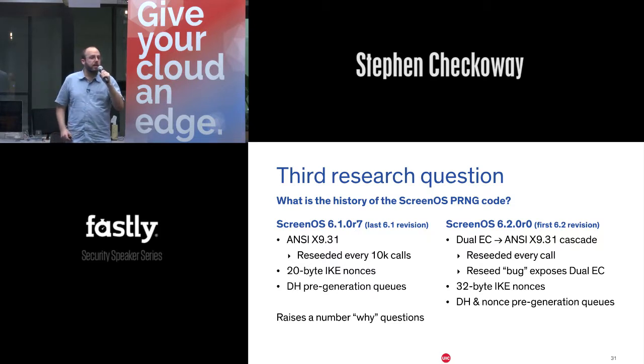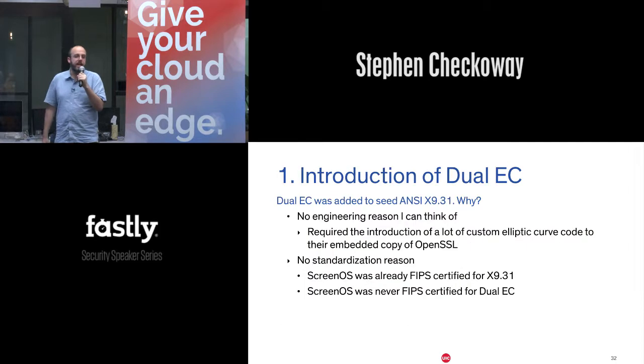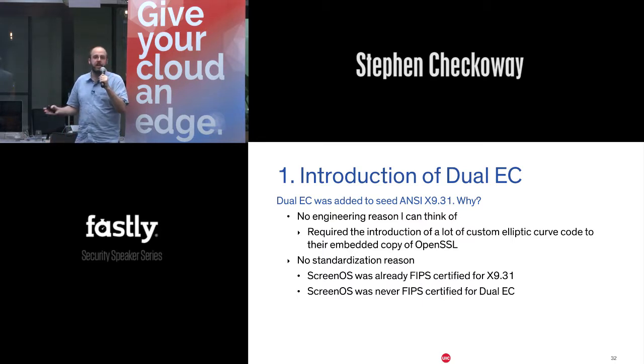And so in my mind, these differences raise a number of why questions. So why was Dual EC added? Well, I can't think of any good engineering reason for this to happen. In fact, doing this, adding Dual EC, meant that they had to add a whole pile of elliptic curve crypto code that wasn't used for anything else, just for their pseudo-random number generator. This actually changes in version 6.3, where they use it for some other stuff. But in this version, this is the only use.